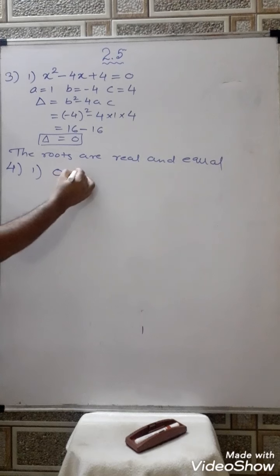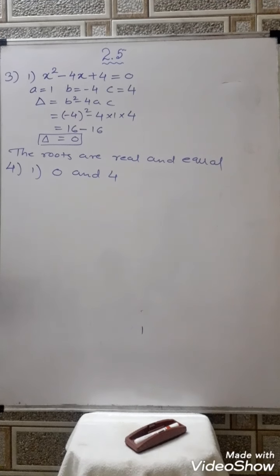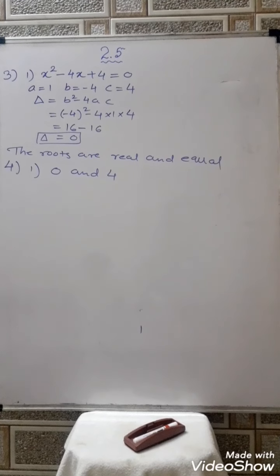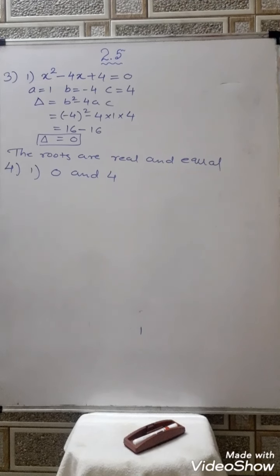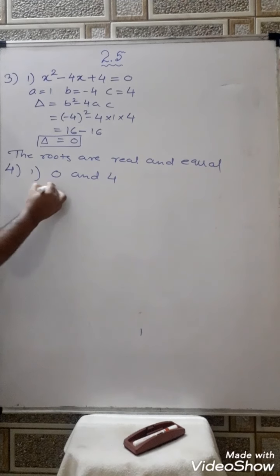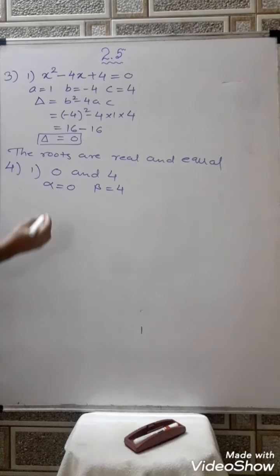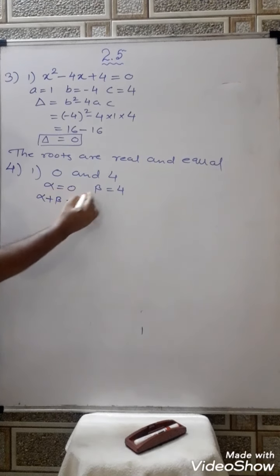Now the fourth one, first one. 0 and 4 are given. What you have to write down in that? You have to write down the equation with the roots. So here the roots, alpha is given as 0, beta is given as 4. Find out the sum of the roots. Sum of the roots means alpha plus beta.